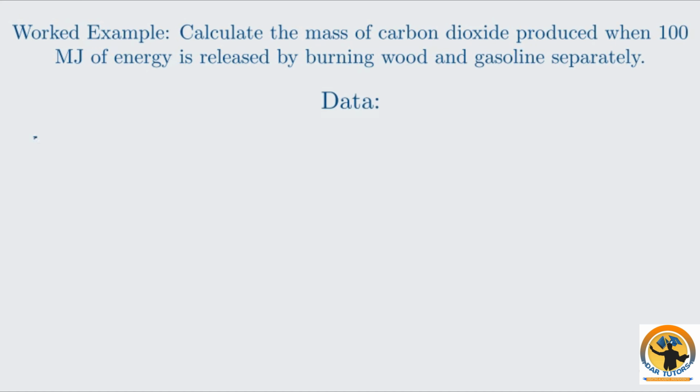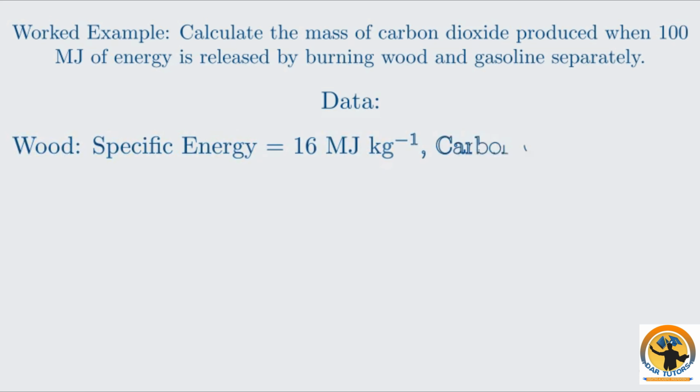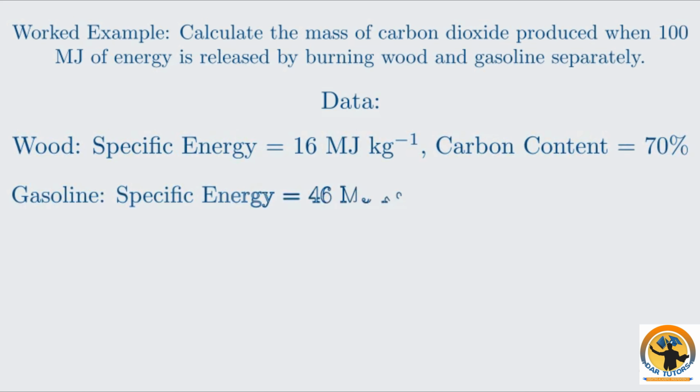For wood, the specific energy is 16 megajoules per kilogram, and its carbon content is 70%. For gasoline, the specific energy is 46 megajoules per kilogram, and its carbon content is 82%. We need to find the mass of CO2 produced to get 100 megajoules of energy. This is a very common type of IB question.